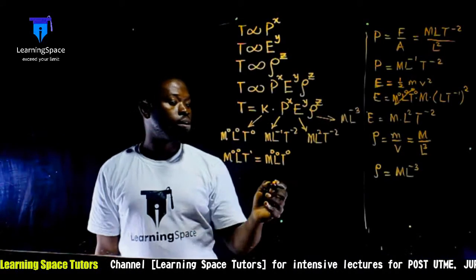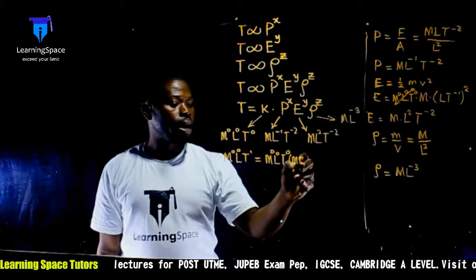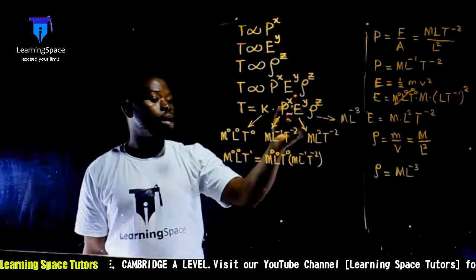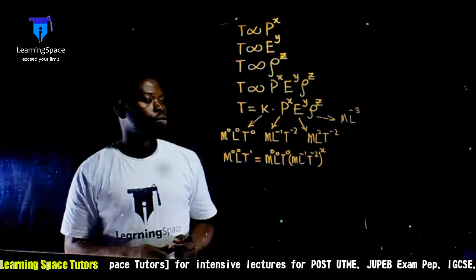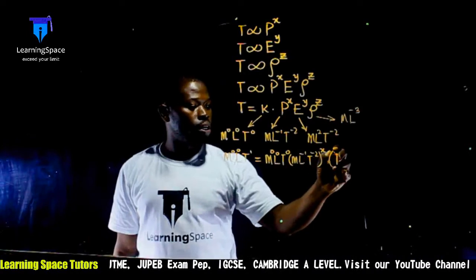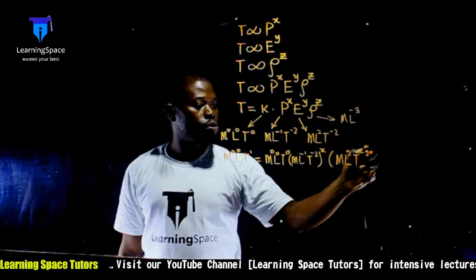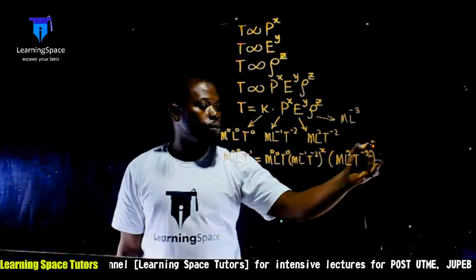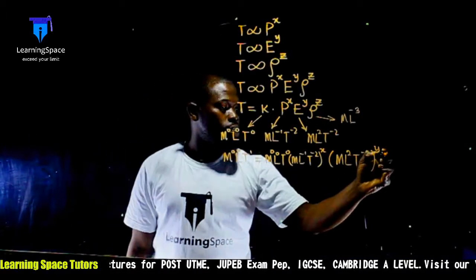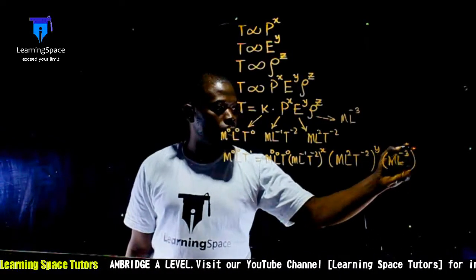So our pressure has this dimension M L^-1 T^-2, but we don't know the power. It is raised to power x. We also have that our blast energy has this dimension M L^2 T^-2, but in this case we don't know the power. We call the power y. Then we also have that the density has a dimension M L^-3, but we don't know the power. We call the power z.